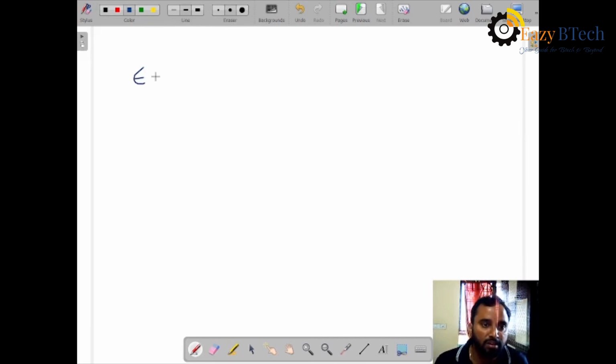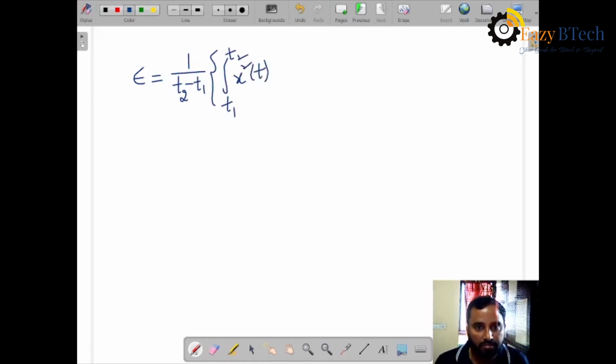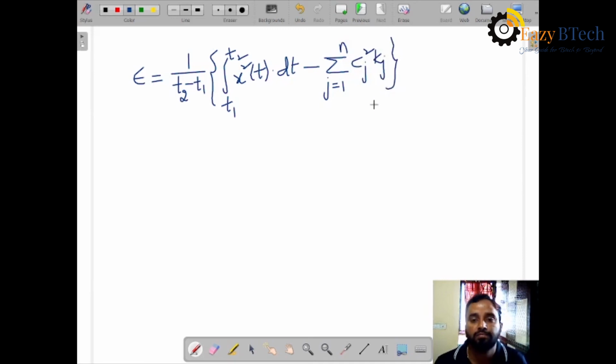Let's go to that subtraction and write the final answer. So epsilon, the mean square error, is 1 by t2 minus t1, bracket integral t1 to t2 x square of t dt, minus summation j equal to 1 to n cj square kj. This is the answer.